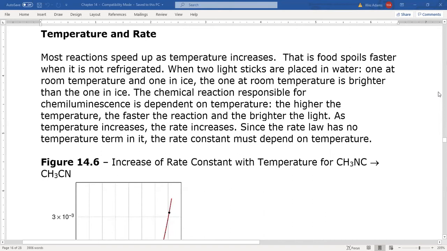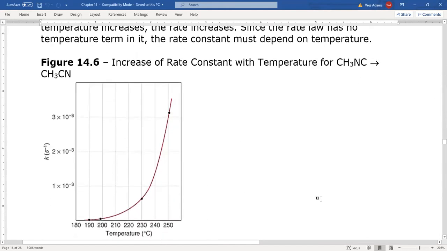Since the rate law has no temperature term in it, then, as we've mentioned, the rate constant must depend on the temperature. So if we look at the rate constant for CH3NC going to CH3CN, we can see that in fact the rate constant does increase dramatically with temperature, so the rate will increase as a function of temperature.